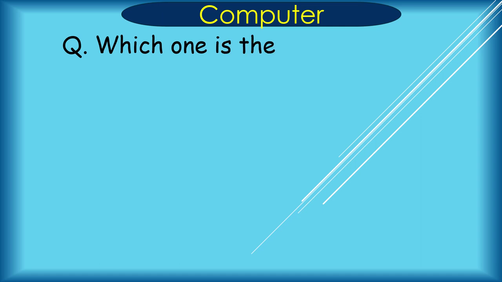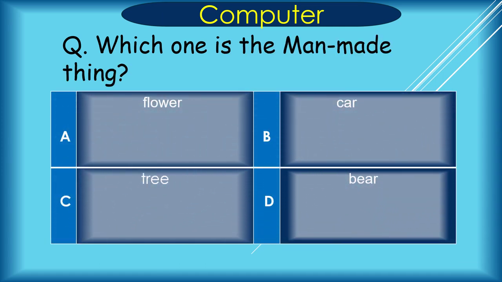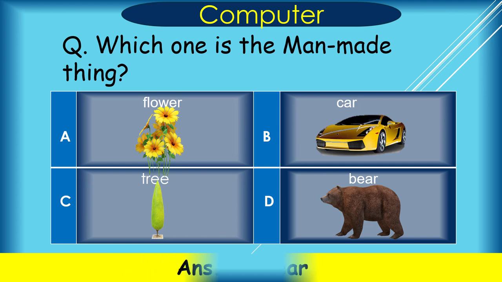Question: Which one is the man-made thing? A flower, B car, C tree, D beer. Correct answer is B beer.